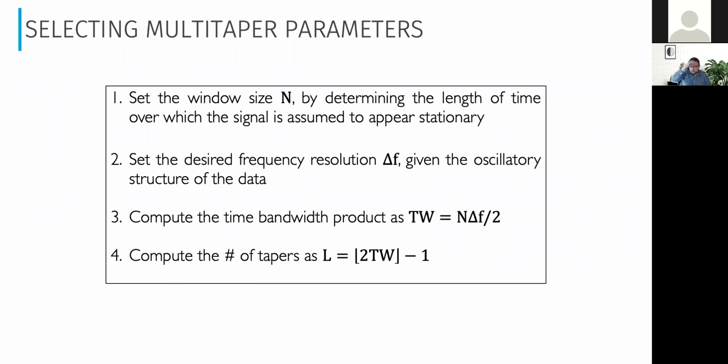So this is sort of the framework that I suggest for selecting your parameters. You set the size of your window by determining the length of time over which you assume the signal is going to appear stationary. And then you set the frequency resolution given the structure of the data and how far apart the things you want to resolve are separated. And then you can compute these 2 things here, this TW and L, which are things you put into the multitaper spectrogram code that we will be sharing with you. And again, we can get into a little bit more of what this means. But this allows you to change the properties of your spectrum so that you can really explicitly understand what's going on and how it relates to the data.